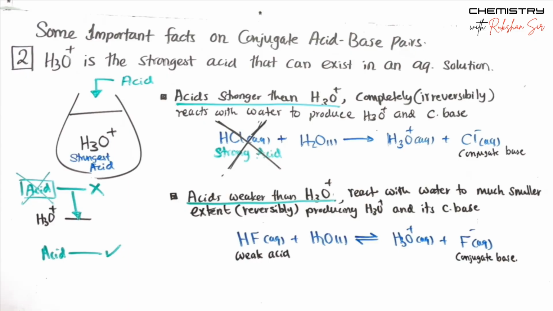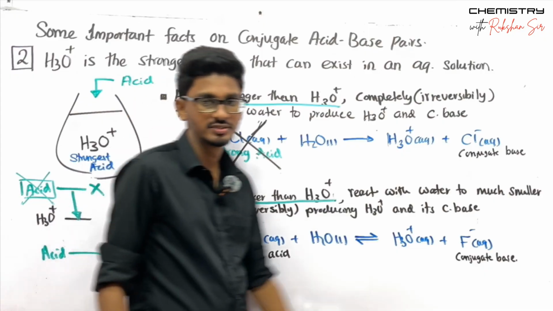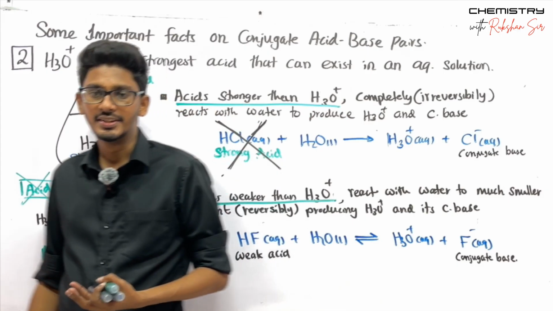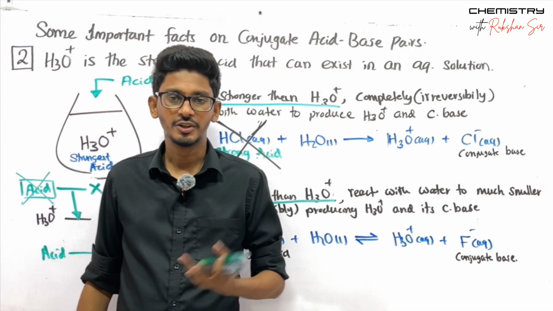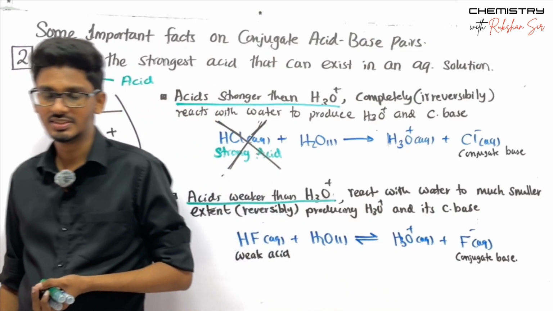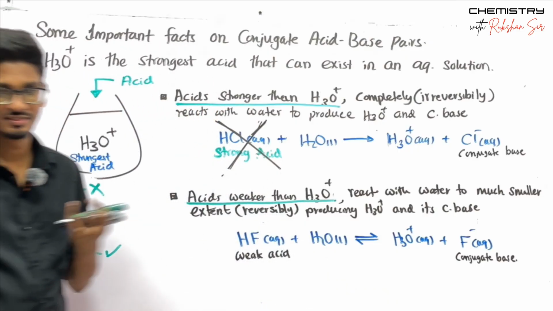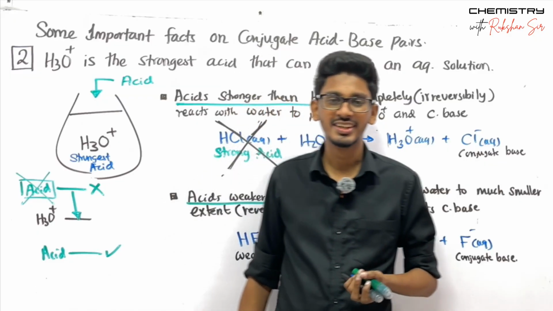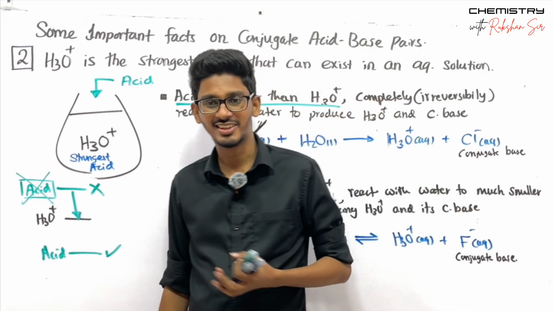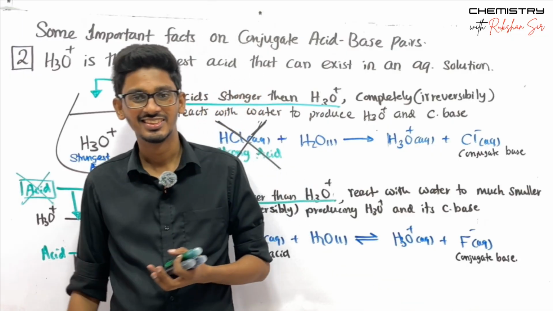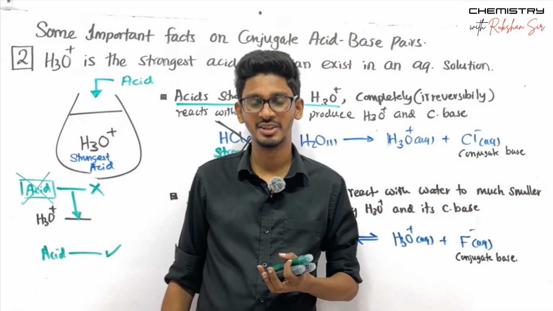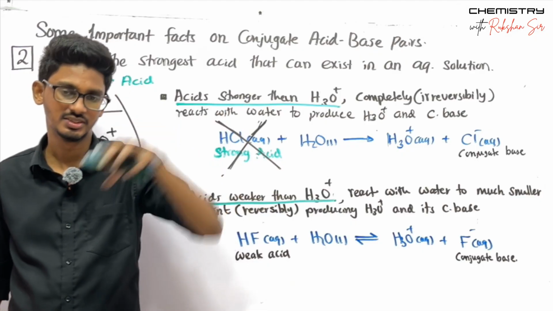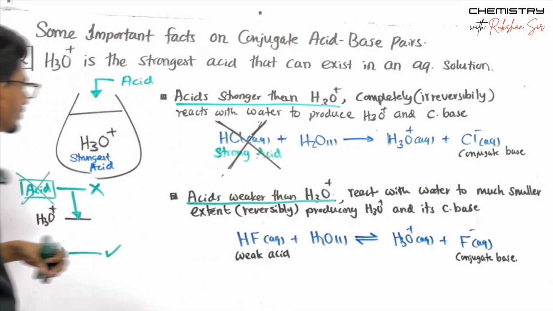Let's come to the bases as well. Like in acids, there's a king for the bases as well. Acids have a king, H3O plus, and bases have a king too. Who is it? The OH minus. So OH minus is the strongest base which can appear in an aqueous solution, in an aqueous medium.